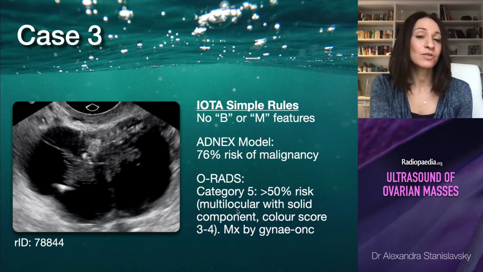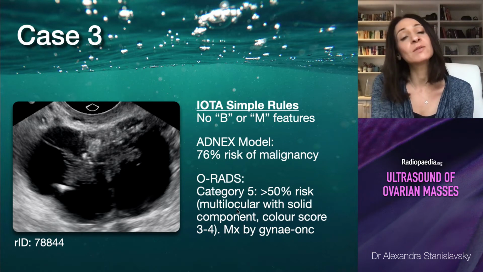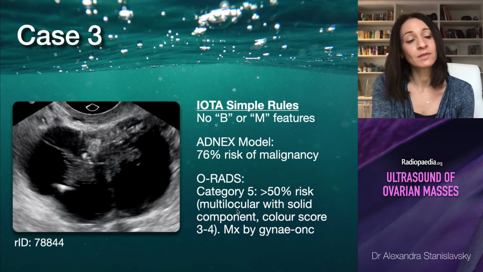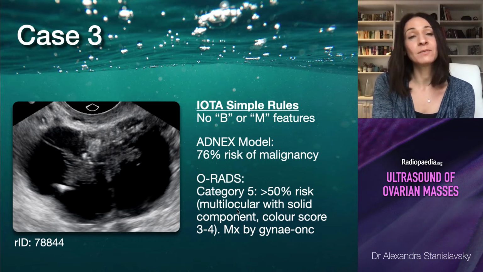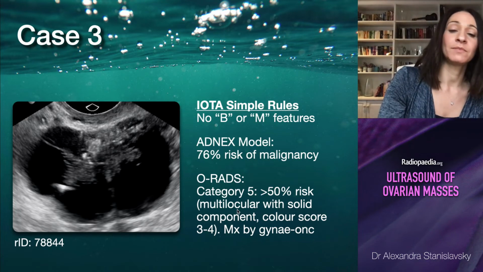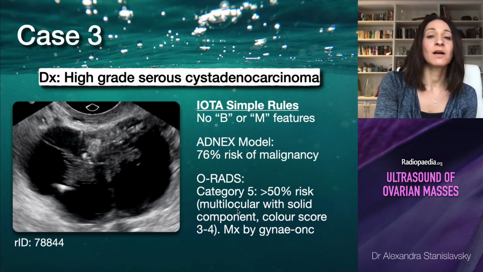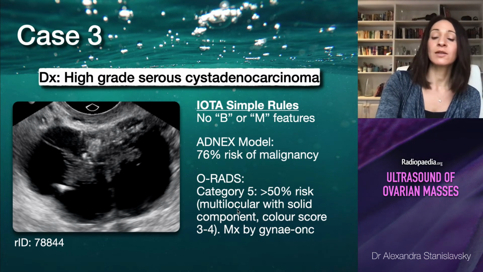So even by the initial IOTA system, this still falls into a malignant category. And the other part of history that I withheld, which was probably not helpful at all, is that this patient actually initially presented with a breast lesion, which was biopsied and thought to be of ovarian origin. So it was an ovarian metastasis to breast that was the initial presentation. And so this was a high-grade serous cystadenocarcinoma.